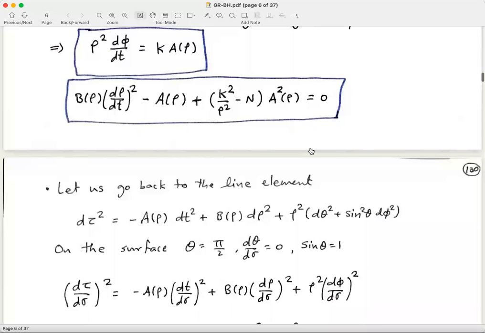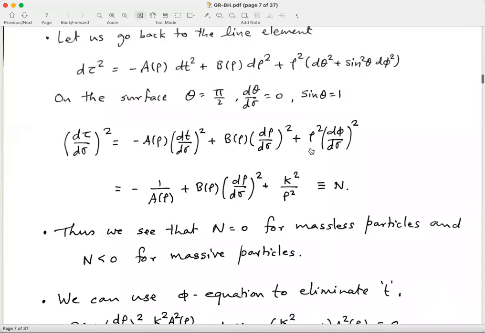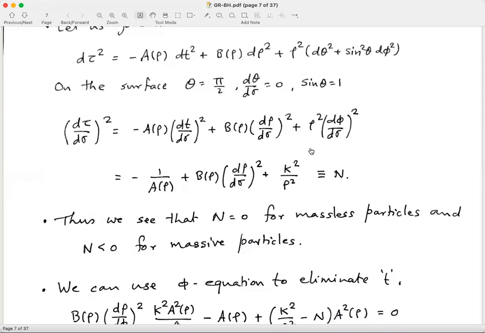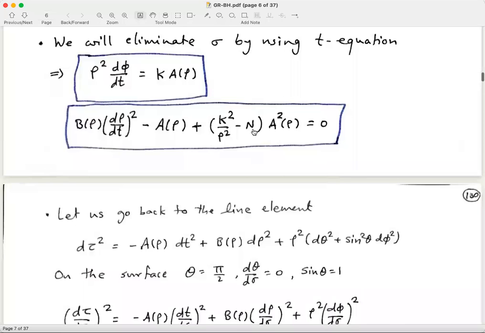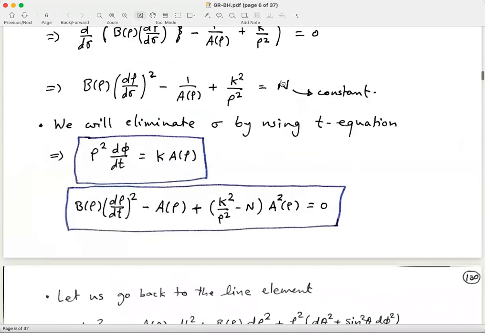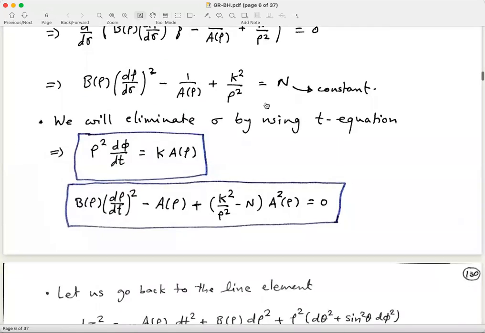Okay, so of course that requires us to substitute what is dt by d sigma and what is d phi by d sigma. But once you do that, you find that the expression turns out to be this, which is exactly this constant. In other words, this constant n tells you about the nature of the test particles.